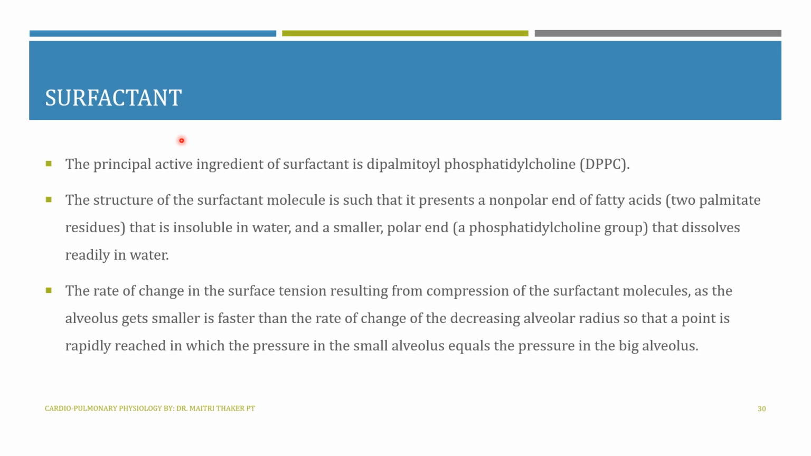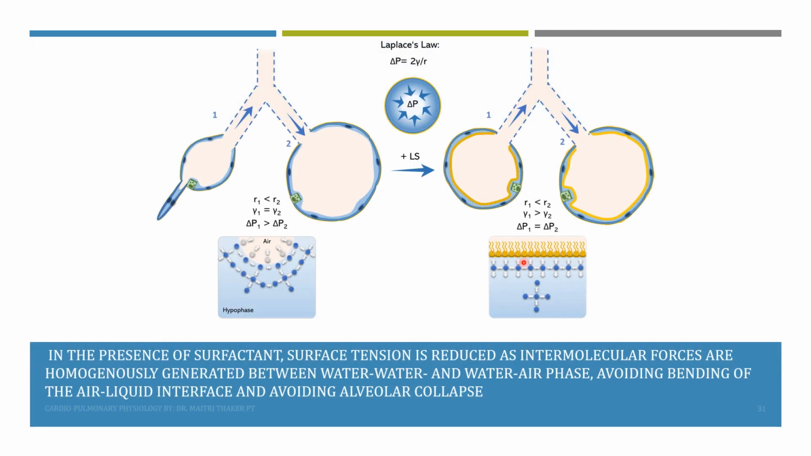The rate of change in the surface tension resulting from compression of the surfactant molecule as the alveolus gets smaller is faster than the rate of change of decreasing alveolar radius. So a point is rapidly reached in which the pressure in the small alveolus equals the pressure in the big alveolus. Now, this is a difficult concept to understand, I know. So let's understand this with this figure.